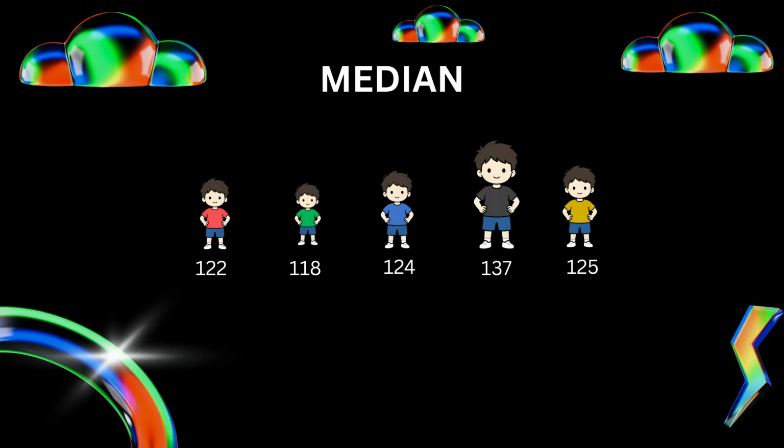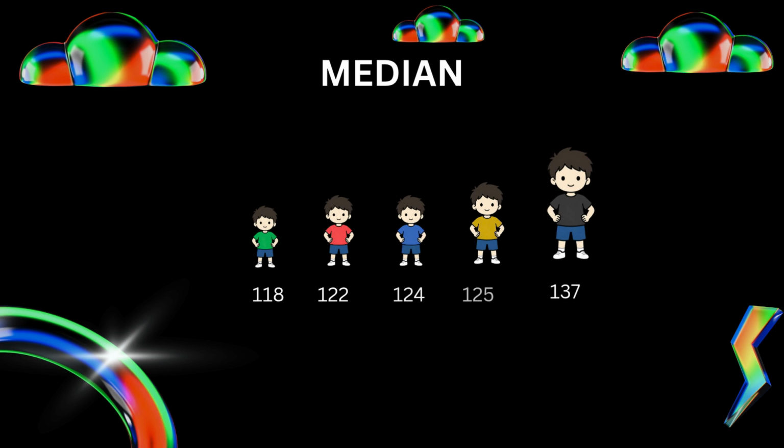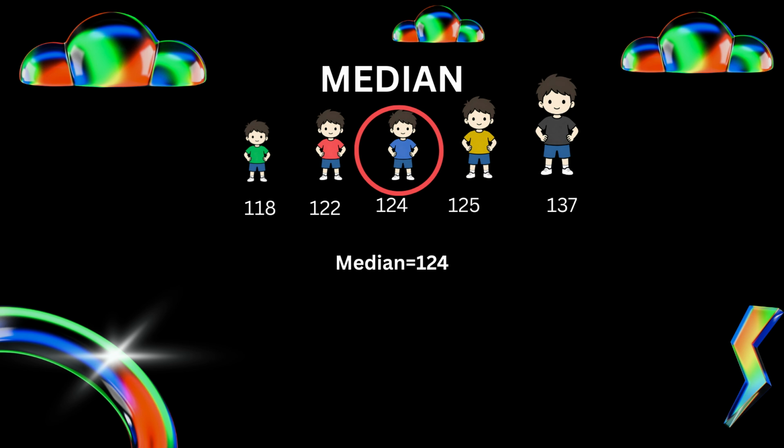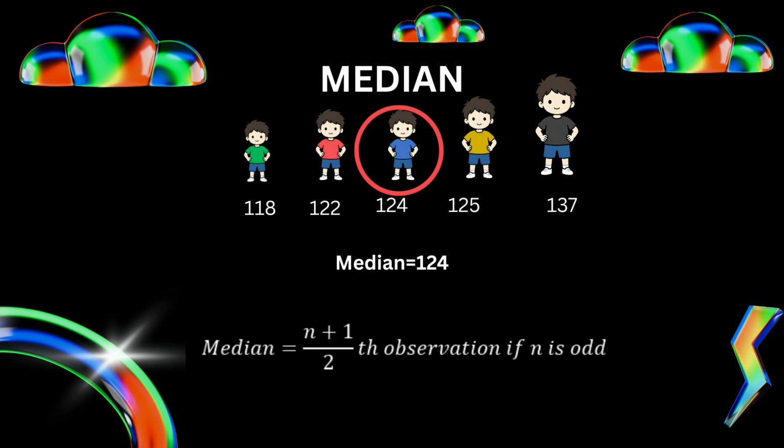To find out the median, we first arrange the data in ascending order. Then we identify the middle value. So in this example, the middle value is 124. So the median is 124. So median represents the center position of the data set. It divides the data into two equal parts. So in general, when the number of observations is odd, median is given by the (n plus 1) by 2th observation.